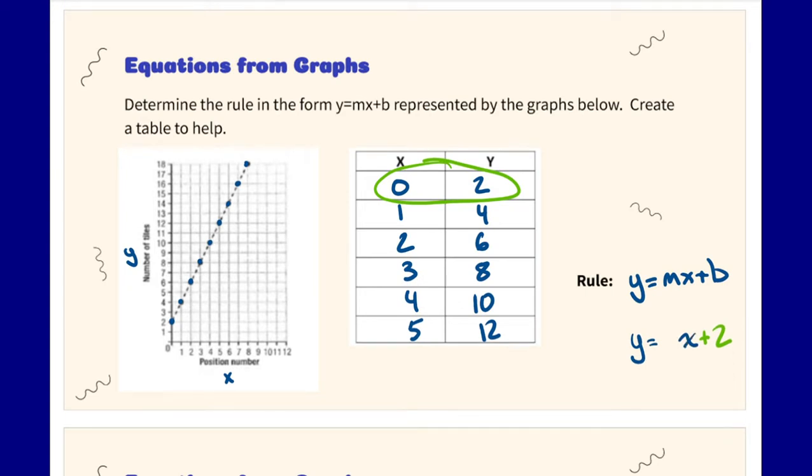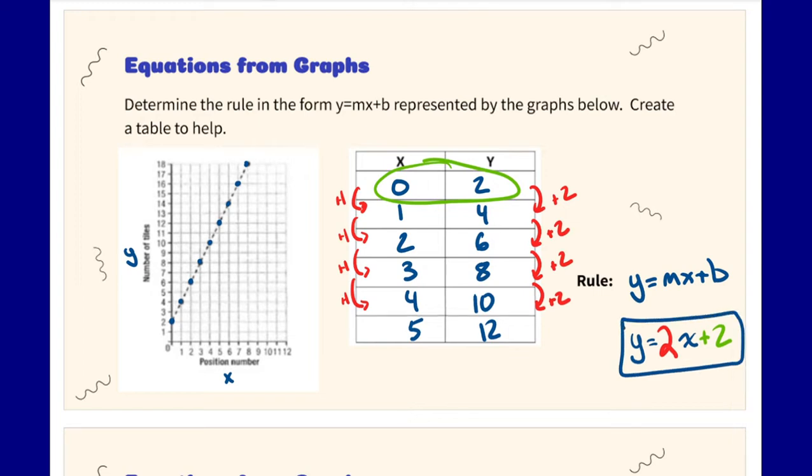So now I need to find the multiplier. I need to find what it's changing by every time. In this case, if I look at my y values, they're going up by 2. I can see that pattern changing. It's going up by 2 every time. The x values are also increasing by 1 every time, which is good. That's what we're looking for. So that means my multiplier is 2. y equals 2x plus 2 is the equation for this linear representation that we see in this graph, as well as the table that we created.